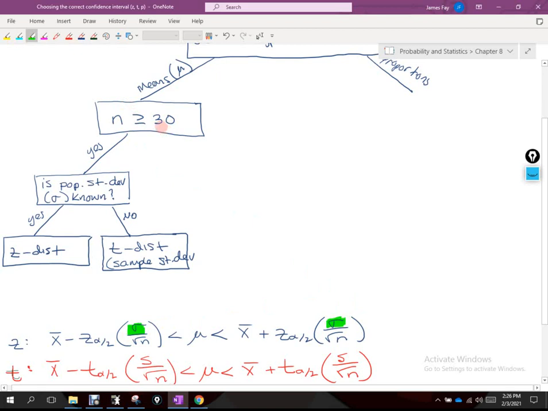Okay, and if n was bigger than 30, we know that this was normal, or that the central limit theorem provides normality, so we can use the z distribution. Okay? Now, if we still have something that's bigger than 30, but we don't know the population standard deviation, then in order to develop a confidence interval, the only thing that you can replace the population standard deviation with is a sample standard deviation. It'd be your best replacement. Does that make sense? Okay.